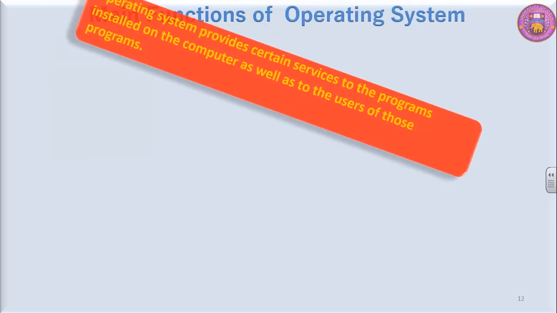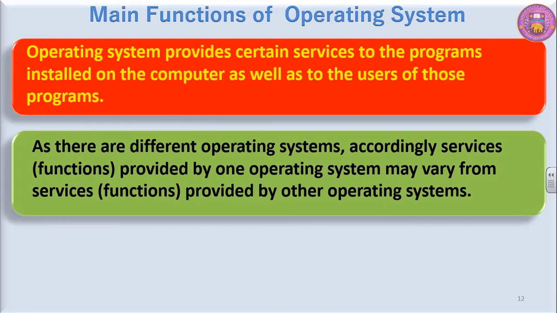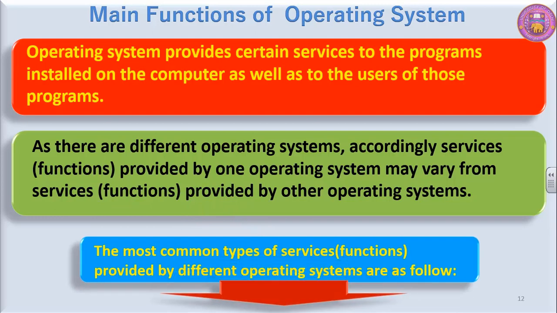What are the functions of operating system? Operating system provides certain services to the programs installed on the computer as well as to the user of those programs. So operating system assists different programs as well as users. As there are different operating systems, accordingly, services provided by one operating system may vary from services provided by other operating systems. These services are in the form of functions. The most common type of services, which are functions, provided by different operating systems are as follows.